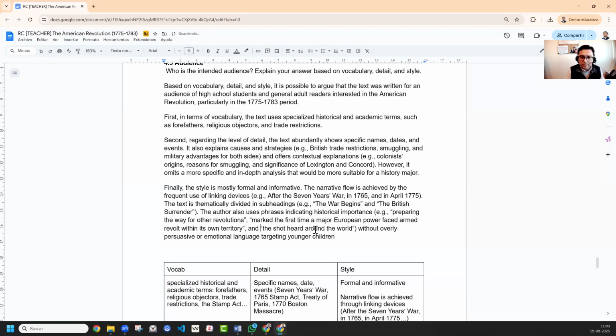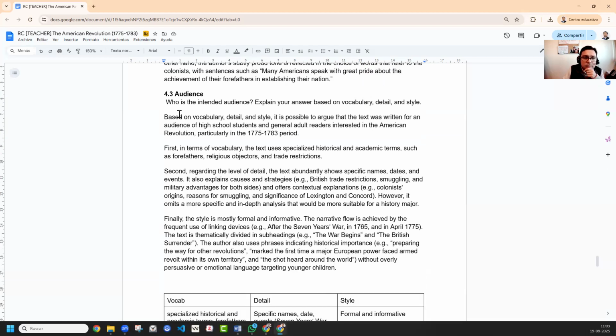Okay, and without overly persuasive or emotional language targeting younger children. So we're excluding another group and very explicitly saying why we are excluding them. Okay, so let's double check the question.